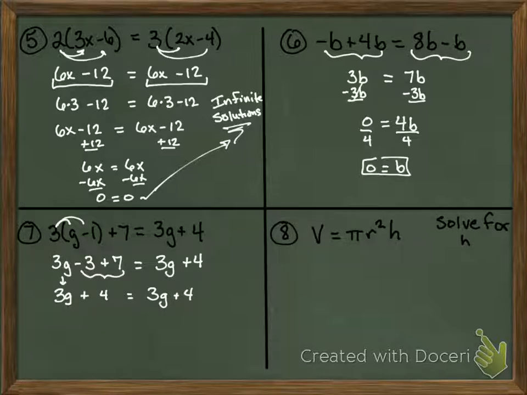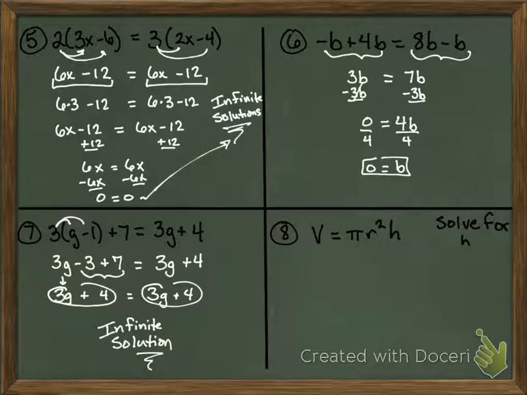Well, what do you notice? This looks a lot like number 5. All right, I have the same thing, 3g plus 4 is equal to the same thing, 3g plus 4 over here. And so I already know right away that's going to tell me that this problem is an infinite solution problem. Okay, so there are infinite solutions that we could plug in.